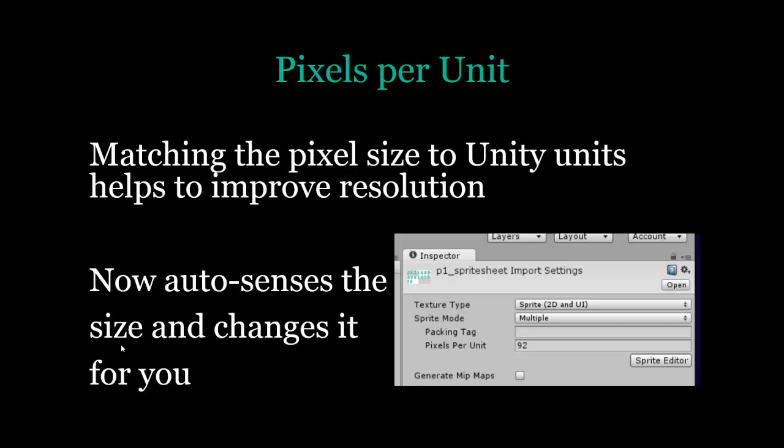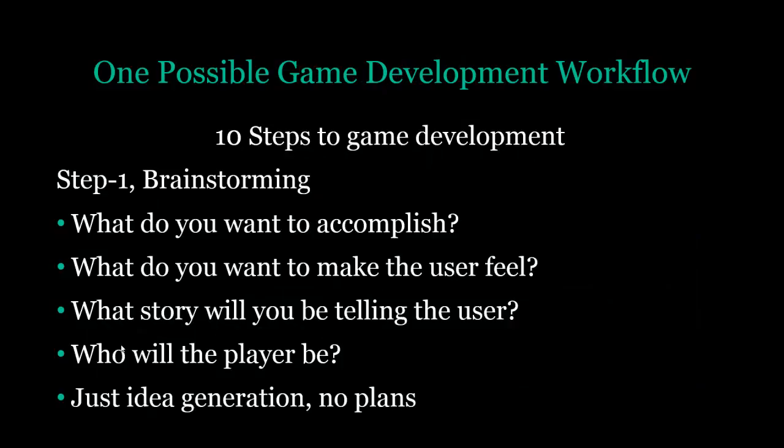So your book talks about manually setting those. The sprites are made at 100 pixels per unit, but Unity is 92 pixels per unit. And your book talks about how to change that. Well, nowadays Unity kind of auto senses that and will change that for you. So we're going to skip that section when we get to the book. And when you import your stuff, you'll see that they import at 92 pixels per unit.